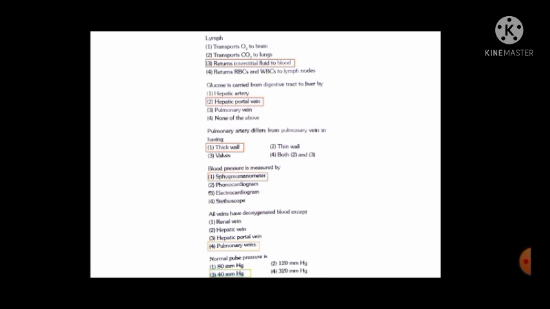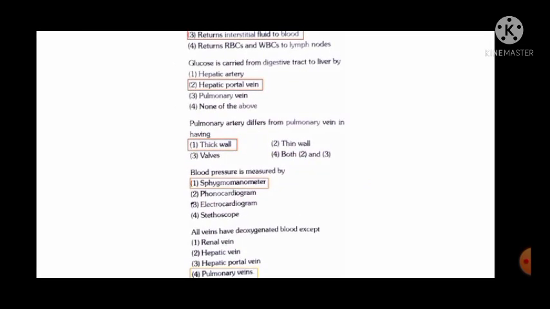Lymph is the interstitial fluid returned to blood, and is called lymph. Glucose is carried from digestive tract to liver by hepatic portal vein. This is the hepatic portal system, which takes glucose from digestive tract to liver. Pulmonary artery differs from pulmonary vein in having thick walls. Pulmonary artery has a thicker wall than pulmonary vein.